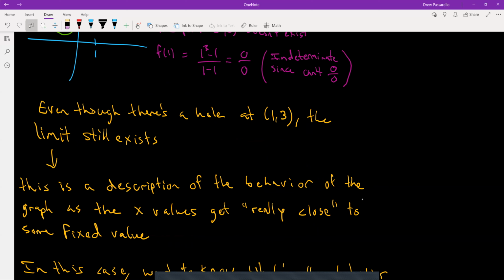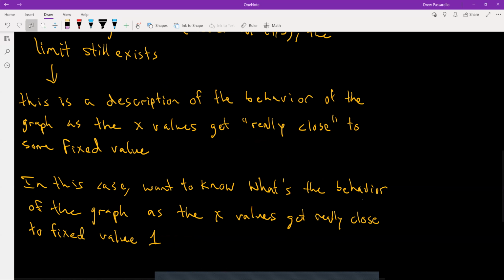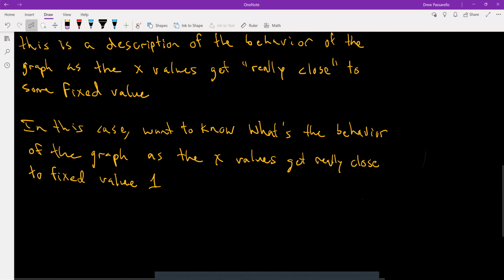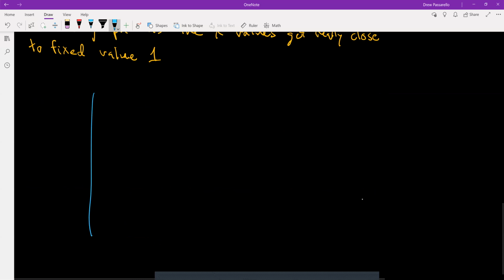So the question is, what do I mean by limit? How can this limit still exist, but there's a hole in the graph? All a limit is, is a description of the behavior of the graph as the x values get really close to some fixed value. So in this case, we want to know what's the behavior of the graph as the x values get really close to the fixed value 1. And I'll just redraw it again.